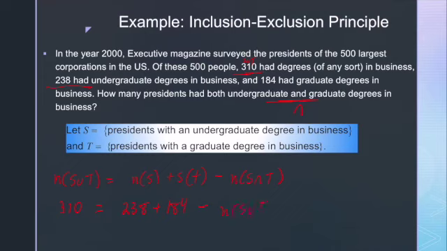So I can go ahead and solve this. I'm going to take 238 plus 184. That gives me 422. So I have 310 equals 422 minus the intersection of S and T. I'm going to subtract 422 from both sides. That gives me a negative 112 equals negative the size of S intersect T. I can divide both sides by negative 1. So I find that I have 112 presidents who had a degree in both, who had undergraduate and graduate degrees in business.